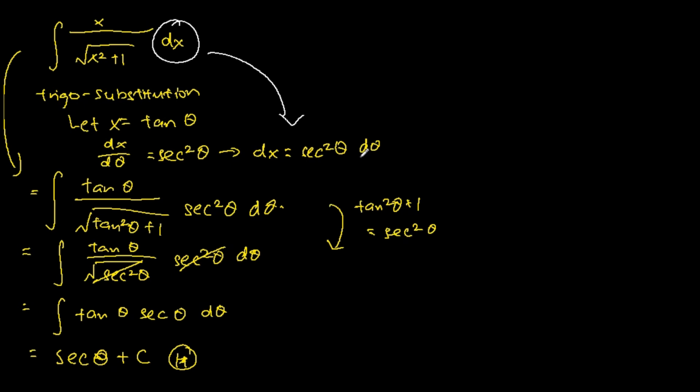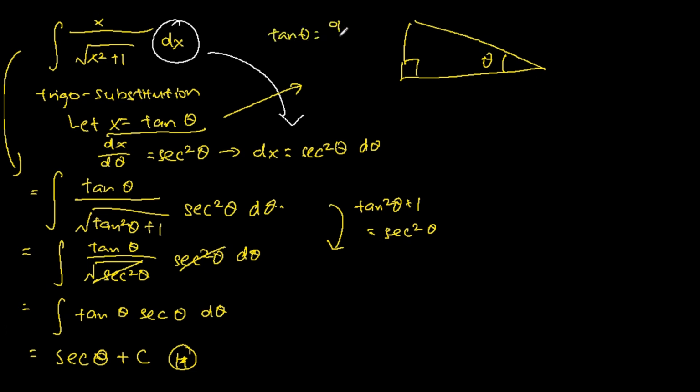We continue with our solution. So if we were to plot a right angle triangle, and this is theta, we know that based on this equation, tangent theta is opposite over adjacent. In this case, my opposite is x, my adjacent is 1, and then my hypotenuse is the square root of x squared plus 1.